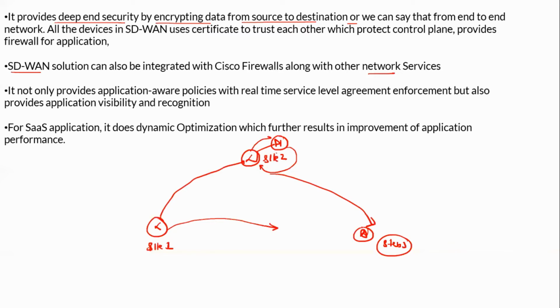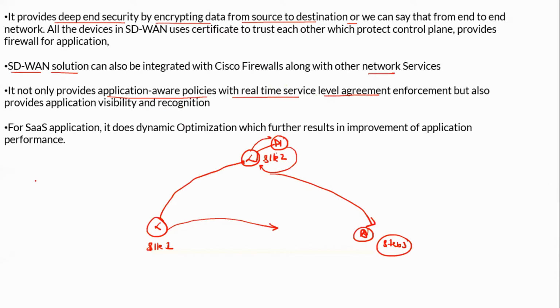So for a particular type of traffic, if I want my traffic to go via a firewall, or via a load balancer, I can do that. And then you can integrate this SD-WAN solution with the firewall or load balancer via network services. It not only provides application awareness policies, but also real-time service level management, I mean SLA.